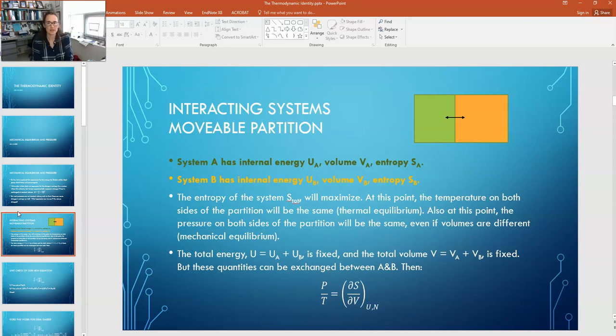So if you allow systems to exchange energy or volume, what's going to happen is that through that exchange, the combined entropy of the system will also change.